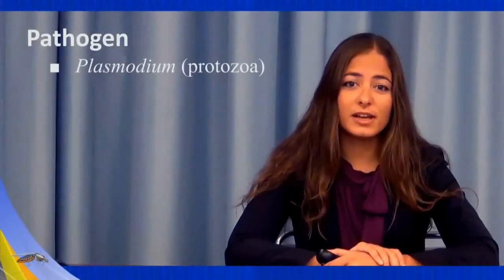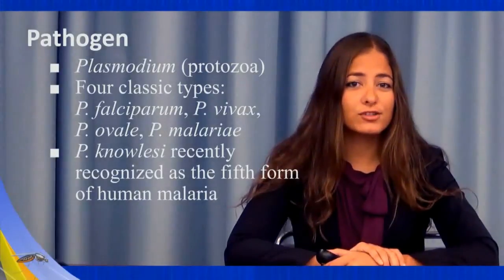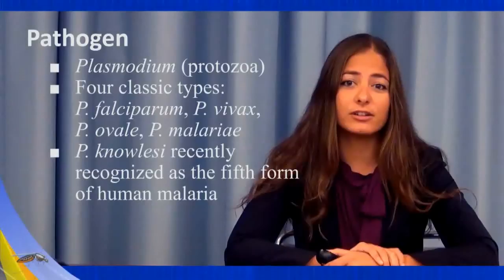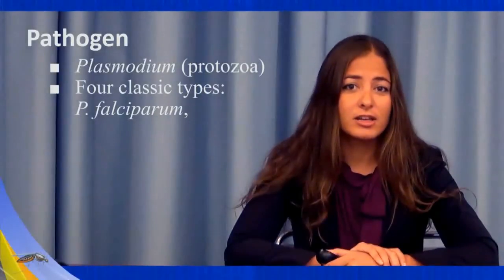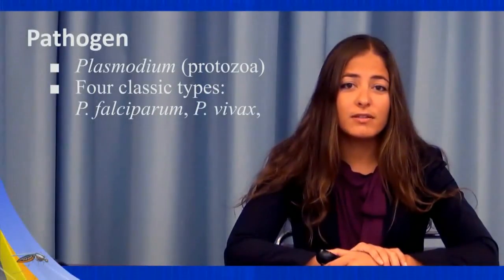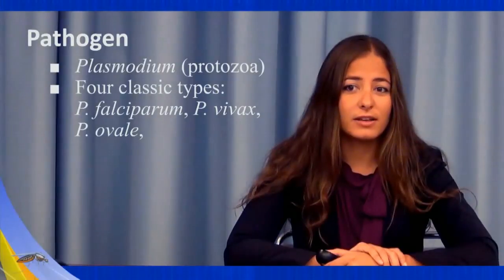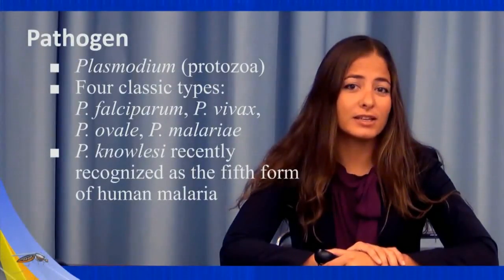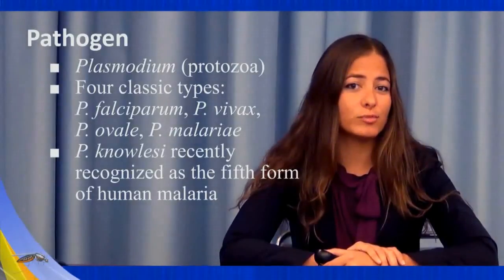The malaria parasite is Plasmodium, a protozoa. 4 major types of Plasmodium causing human malaria have been known for years. They are P. falciparum, P. vivax, P. ovale, and P. malariae. P. knowlesi was recognized recently as a 5th type causing malaria in humans.